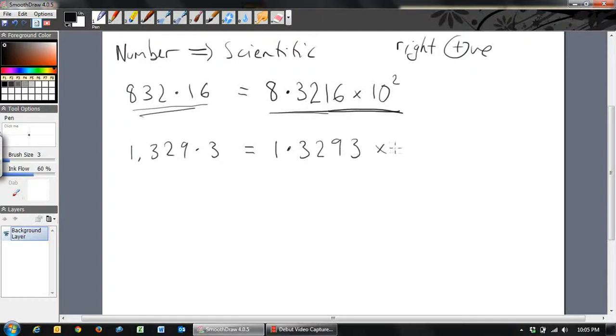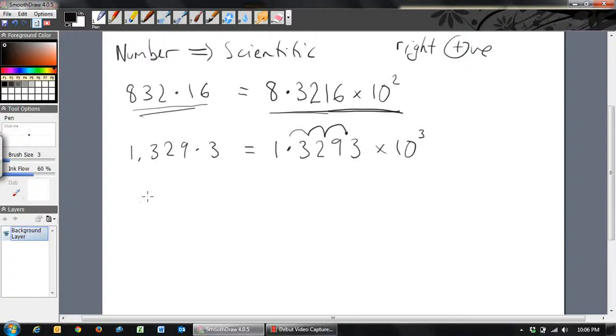3293. And we write times by 10. And now let's think about how many decimal places we need to jump. So to get this back to 1329, we will jump 1, 2, 3 spots. We're jumping 3 spots to the right, so it will be times 10 to the 3. And so basically that's how we change from real number to scientific numbers.